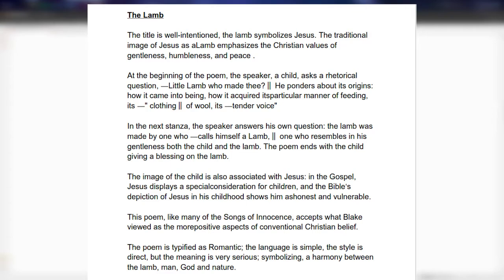Okay, let us move now. The poem, again, is typified as romantic. Now, if I ask you in general, what is it typified as? Romantic. The language, simple. The style, direct. The meaning, serious. Very serious. Symbolizing a harmony between the lamb, man, God, and nature. This is a very interesting combination. Imagine the poem itself symbolizing a harmony between all these: one, two, three, four, the lamb, the man, God, and nature.